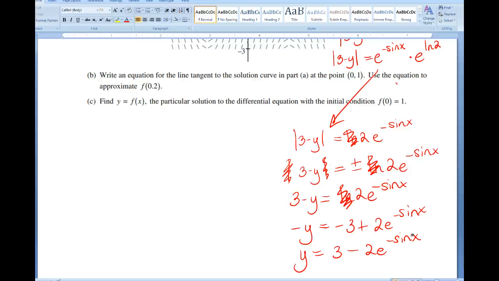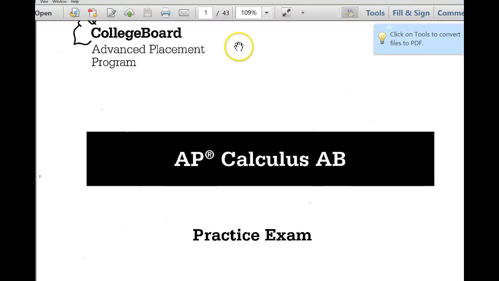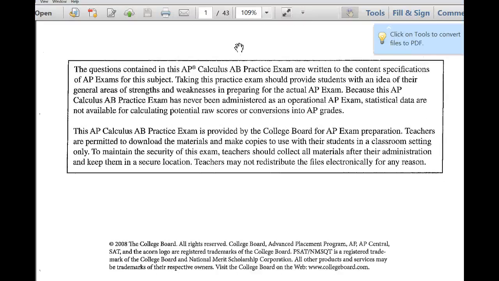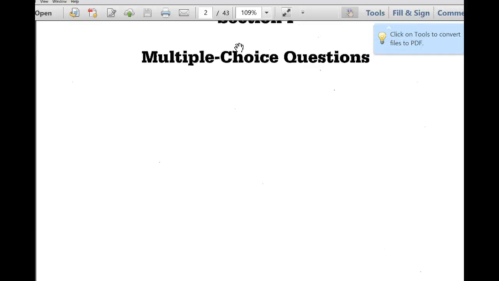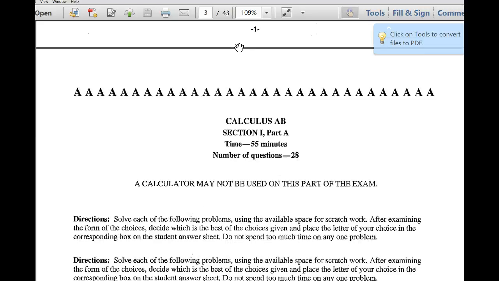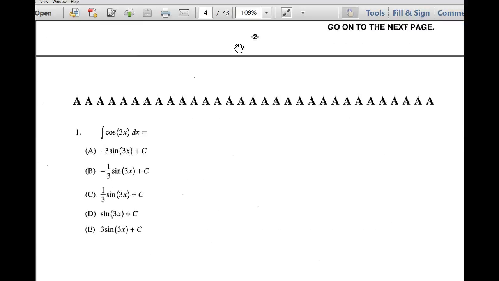Can I get rid of this? It looks like, no. If you feel confident on all the problems and you don't think you're going to have to revisit any of them, feel good about them. 45 multiple choice questions. There are 28 no calculator and 17 calculator. So the first section is always the non-calculator part.